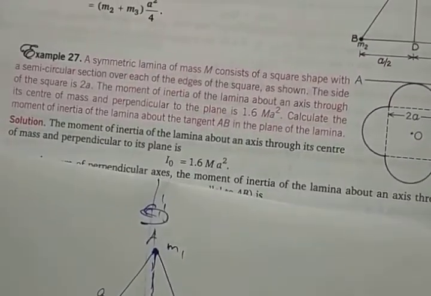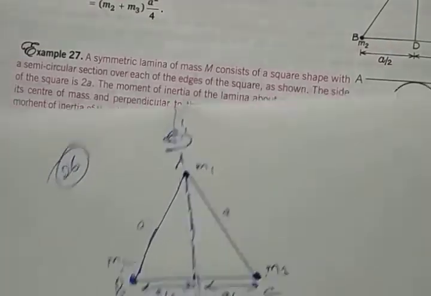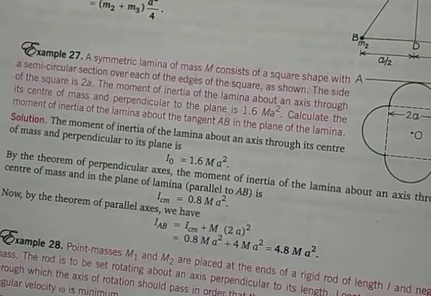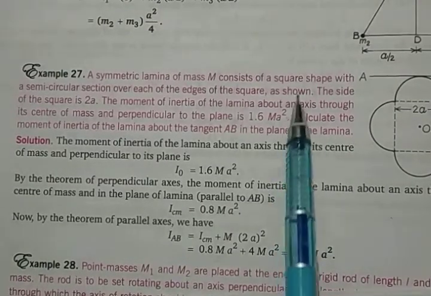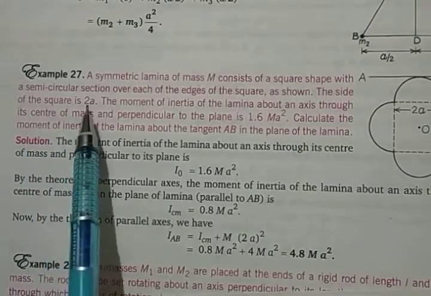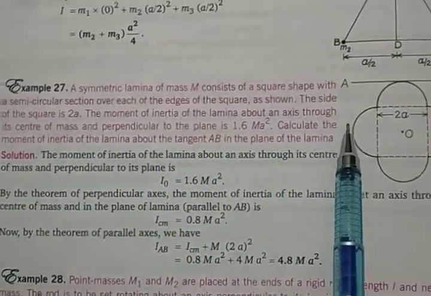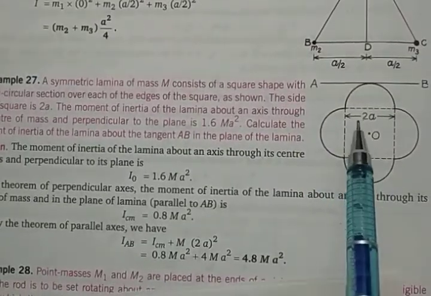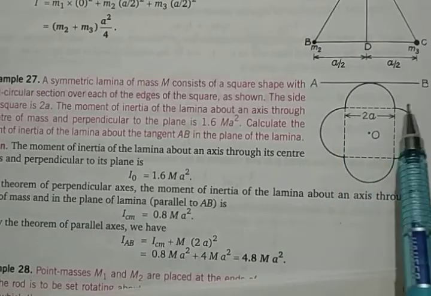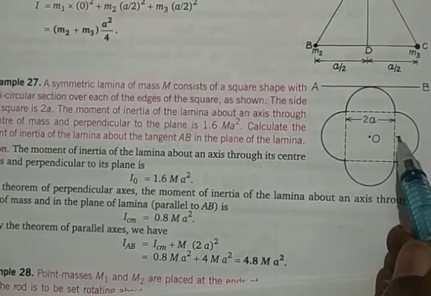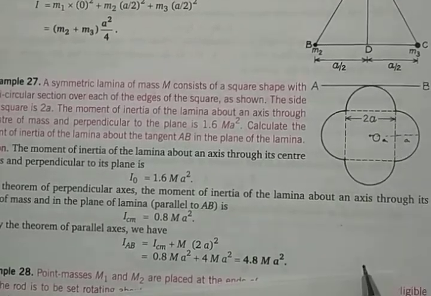This is question number 26. Question number 27. A symmetrical lamina of mass M consists of a square shape with a semicircular section over each of the edges of the square as shown in the figure. So this is the figure which is pretty nice. 2A is the side of this one and then it goes around this one. So what is this distance? This is going to be A. What is this distance? This is also A.